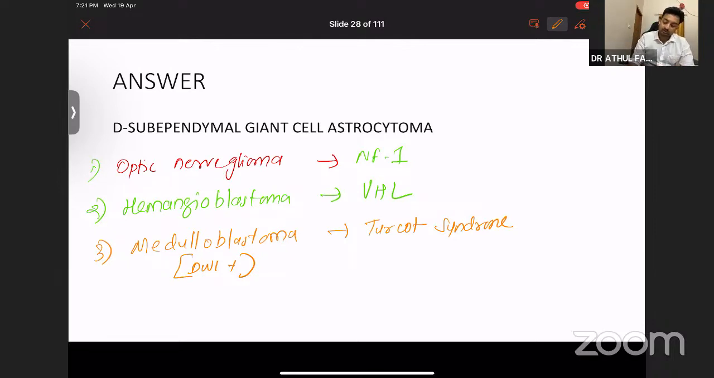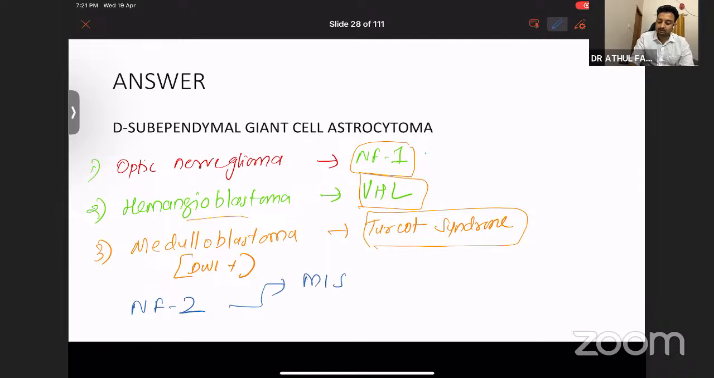Okay. So optic neuroglioma can be seen in neurofibromatosis type 1. Hemangioblastoma can be seen in von Hippel-Lindau disease. Medulloblastoma can be seen in Turcot syndrome. And I have told you about NF1. What is the specialty of NF2, neurofibromatosis? I call it MISME, because the mnemonic is MISME. It is a globally used mnemonic.